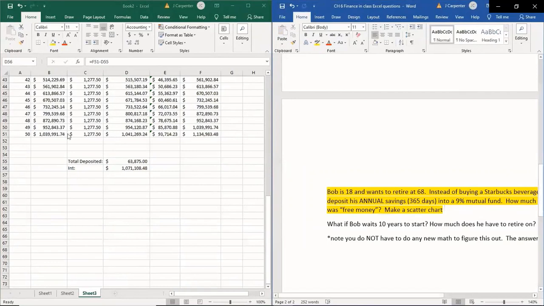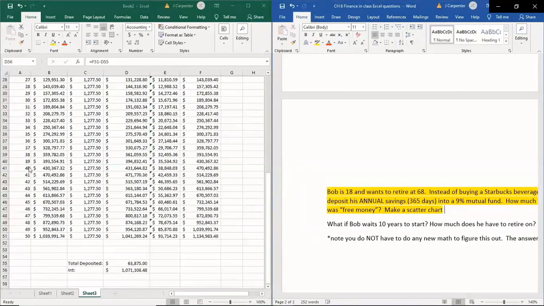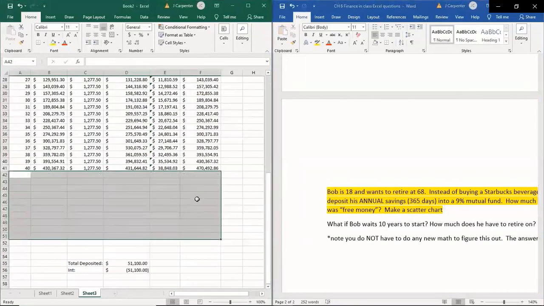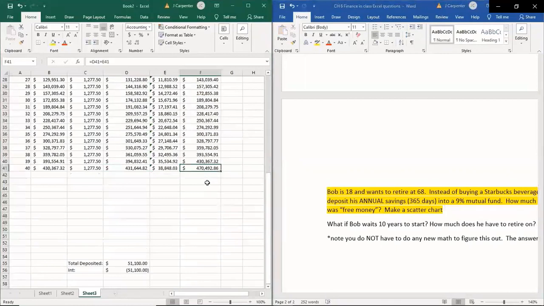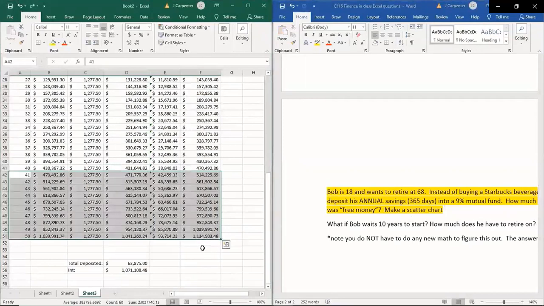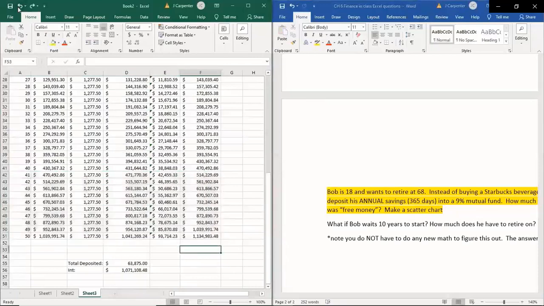So what if you wait 10 years? That means you don't have 50 years of growth. You only have 40 years of growth from 28 to 68. So we got to cut all this out. Now we only have $470,000. But what if you still wanted to have that same amount at the end? What if you still wanted to have $1.1 million? Well, that means you're going to have to increase your deposit. So again, the answer to how much will you have to retire on was the $470,000. Is that bad? It's not bad, but it's certainly not $1 million. It's half. Starting 10 years later has lost you more than half of your retirement plan.